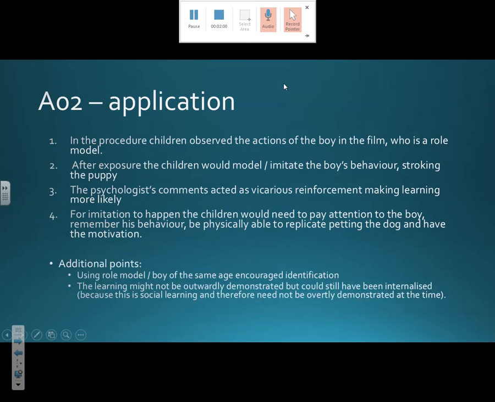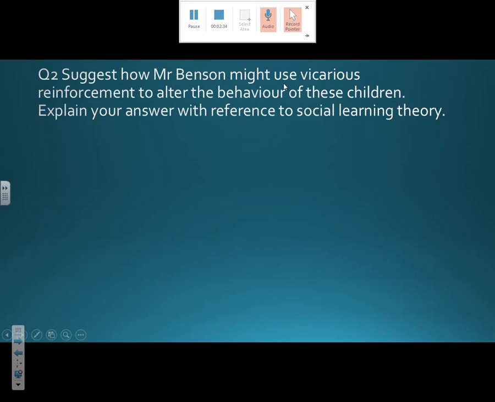Additional points you could have made, using the role model of a boy of the same age, the same gender, encouraged identification. And you could also talk about, and this is possibly a new concept we've not touched on, the idea that the learning might not be outwardly demonstrated but could still have been internalised, because this is social learning theory and therefore need not be overtly demonstrated at the time. So the idea is that social learning theory psychologists accept that learning can take place and be stored and be modelled at a later date, whereas behavioural psychologists say that the behaviour should be an immediate response to the stimulus for it to be considered.